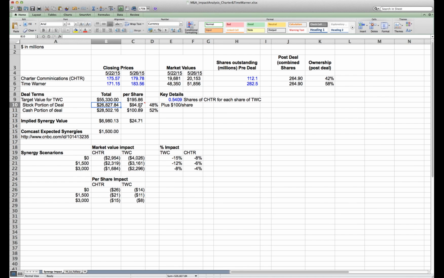And so of the $195.86 a share that they plan to pay, 94 or 95 bucks of that comes from the shares that Charter is going to provide to Time Warner, and the rest is cash. All right.